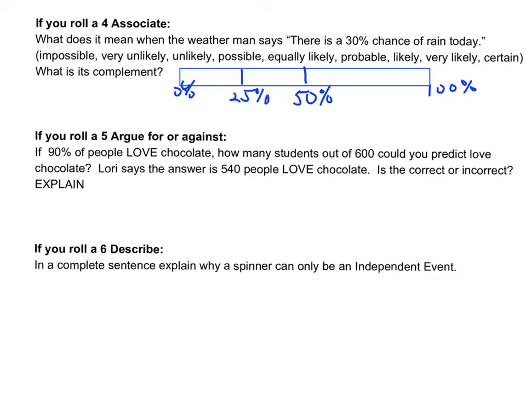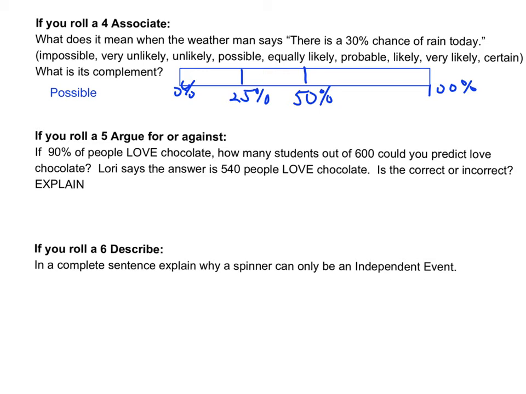Now if we look at this, the 30% is going to fall right past the 25. So impossible here, very unlikely, real close to 0. Unlikely, a little bit more. Possible, yeah. We're looking at possible, and then equally likely is the 50%. 50-50 meaning equal. The answer, of course, is possible, and I know y'all have all heard on the weather there's a possible chance of rain today.